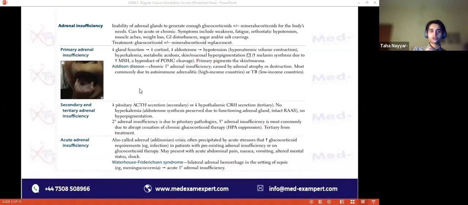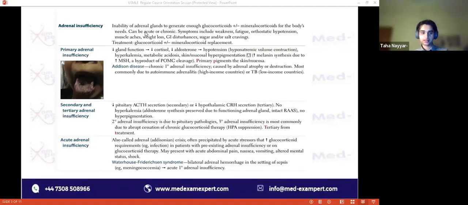Now, in these individuals who are taking steroids for a longer period of time, you will also find adrenal atrophy because they have lost the stimulus of ACTH and CRH, and that's why they have this adrenal hypotrophy. Hypo, not hyper. So this was secondary and tertiary.